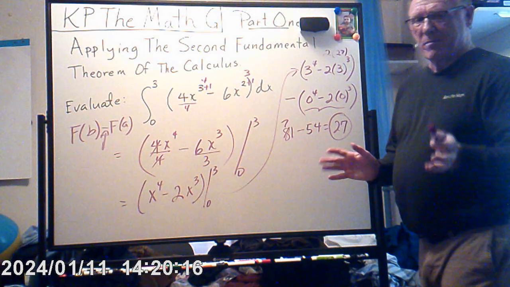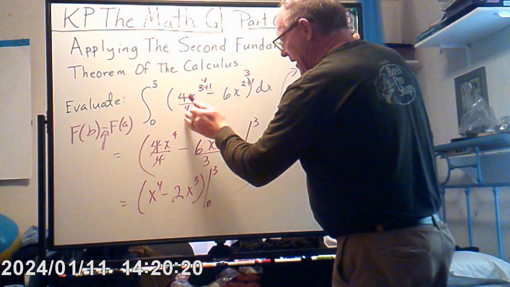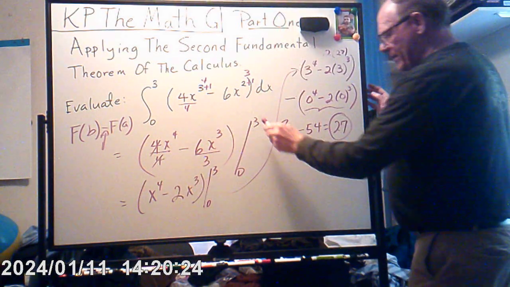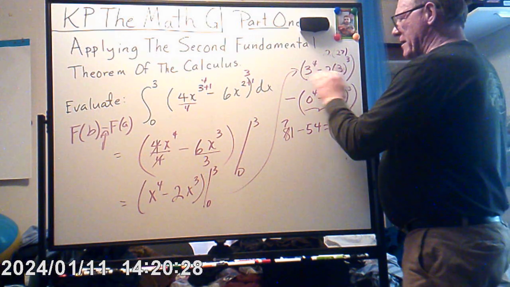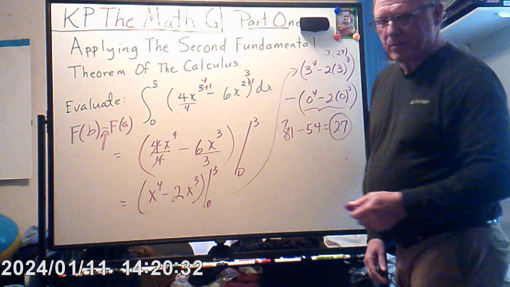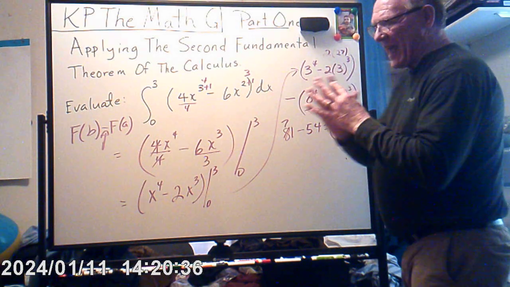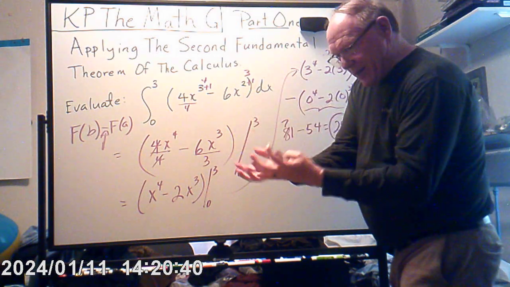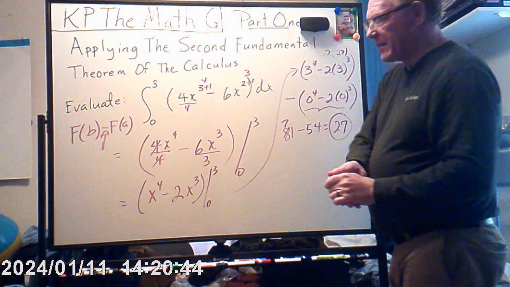So remember what you're doing here. You are taking the antiderivative of these, and then you're going to plug in the 3 first, and then the 0 second. This could represent time, time t equals 0 to time t equals 3. What happens in that span of time? How much water is in the tank or whatever.